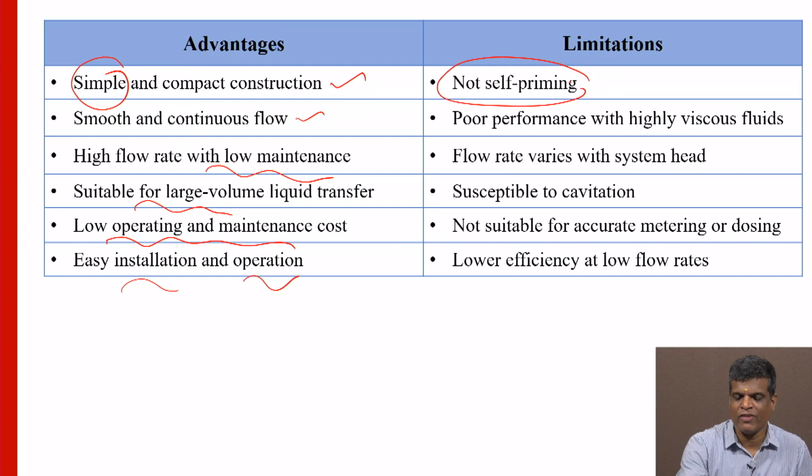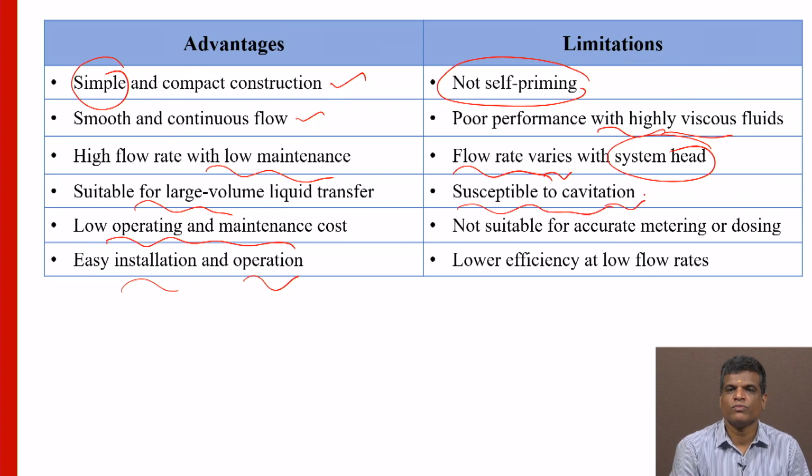It's not self-priming. With highly viscous fluids, the performance is poor, so we have to see whether the liquids are highly viscous or low viscous. Sometimes the flow rate varies with the system head, and the head of the system automatically varies with the flow rate also. Sometimes it is susceptible to cavitation. It is not suitable for accurate metering and dosing.